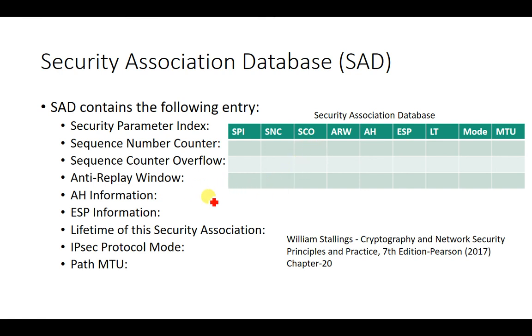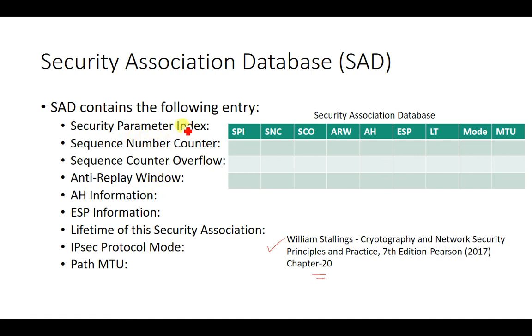The details of these fields are not out of scope, so we will not discuss them. Those who want to know the details can follow William Stallings' book, Cryptography and Network Security: Principles and Practice, 7th edition, chapter 20. But still, I can say that most of the fields have already been discussed in your previous classes, and some are new over here.